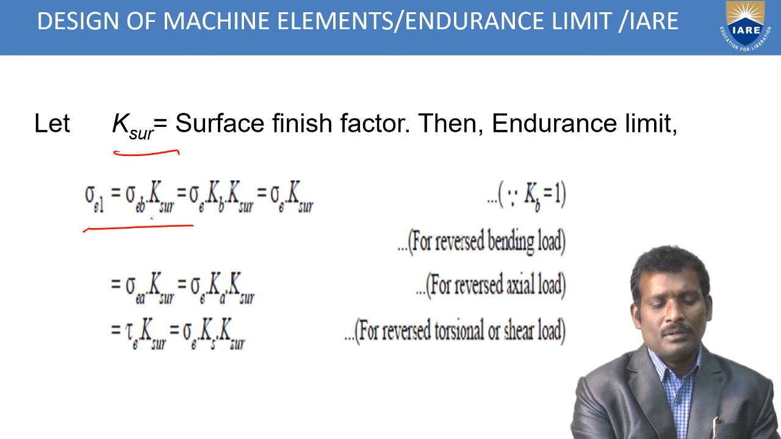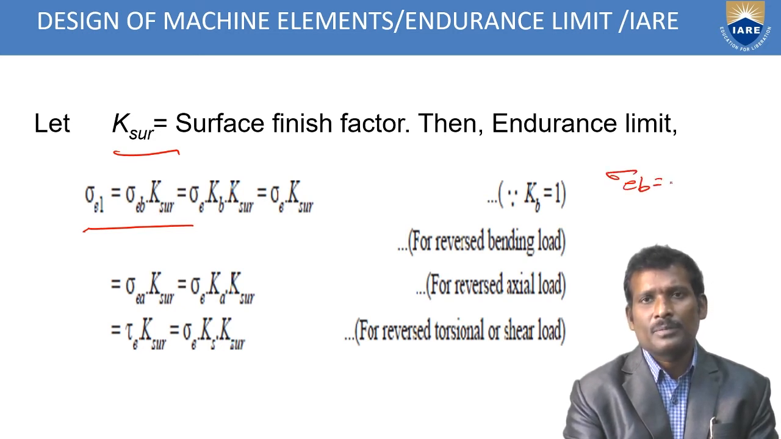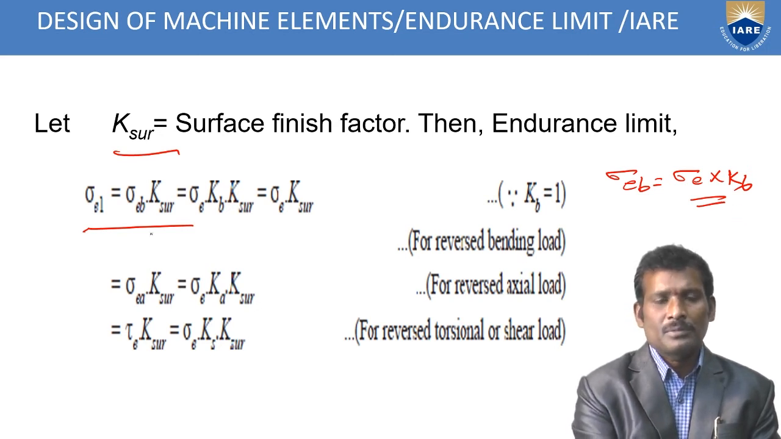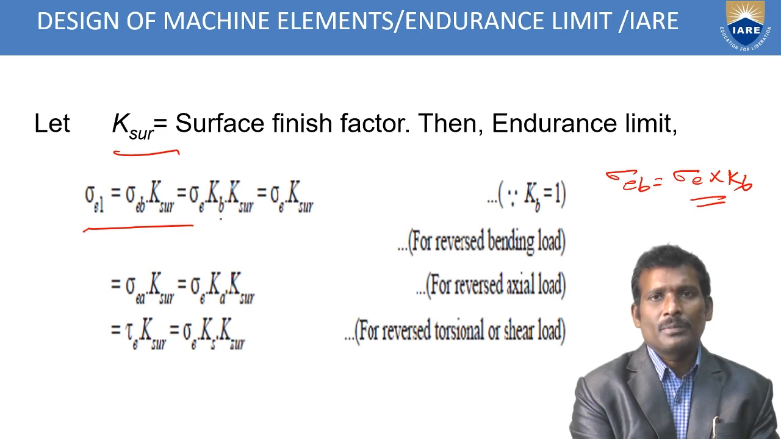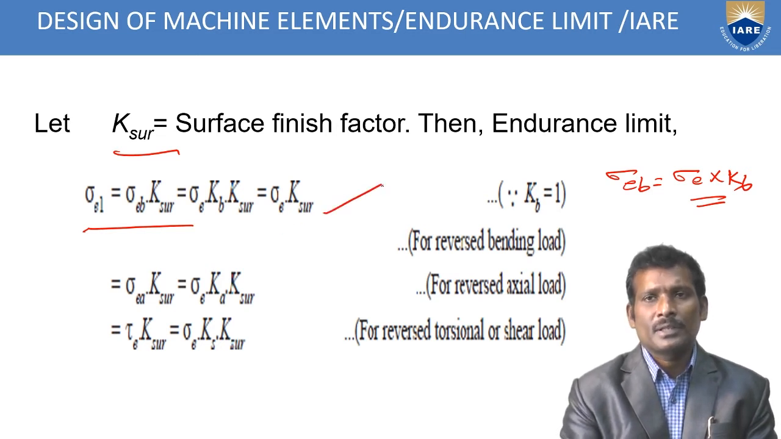So how to calculate this sigma EB? Already we have seen in the first slide, sigma E multiplied with KB, the bending load factor. Always take this KB value as 1. Now substitute sigma E times KB times K surface. The surface finish factor is also acting here. So the final one you will get is sigma E multiplied with K surface.